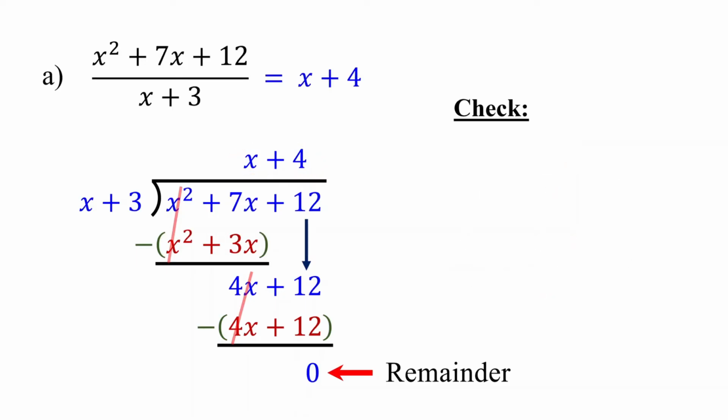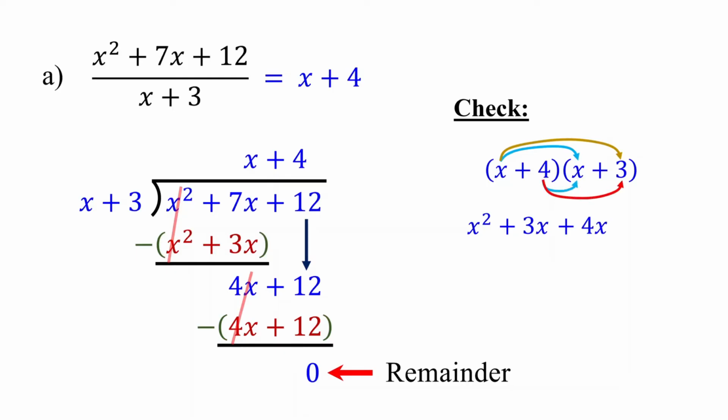To check if our answer is correct, we multiply it by the divisor. If it is correct, we should get the dividend. Let's FOIL this. X times x is x squared. X times 3 is 3x. 4 times x is 4x. 4 times 3 is 12. Then, combine like terms. This matches the dividend, so our answer is correct.